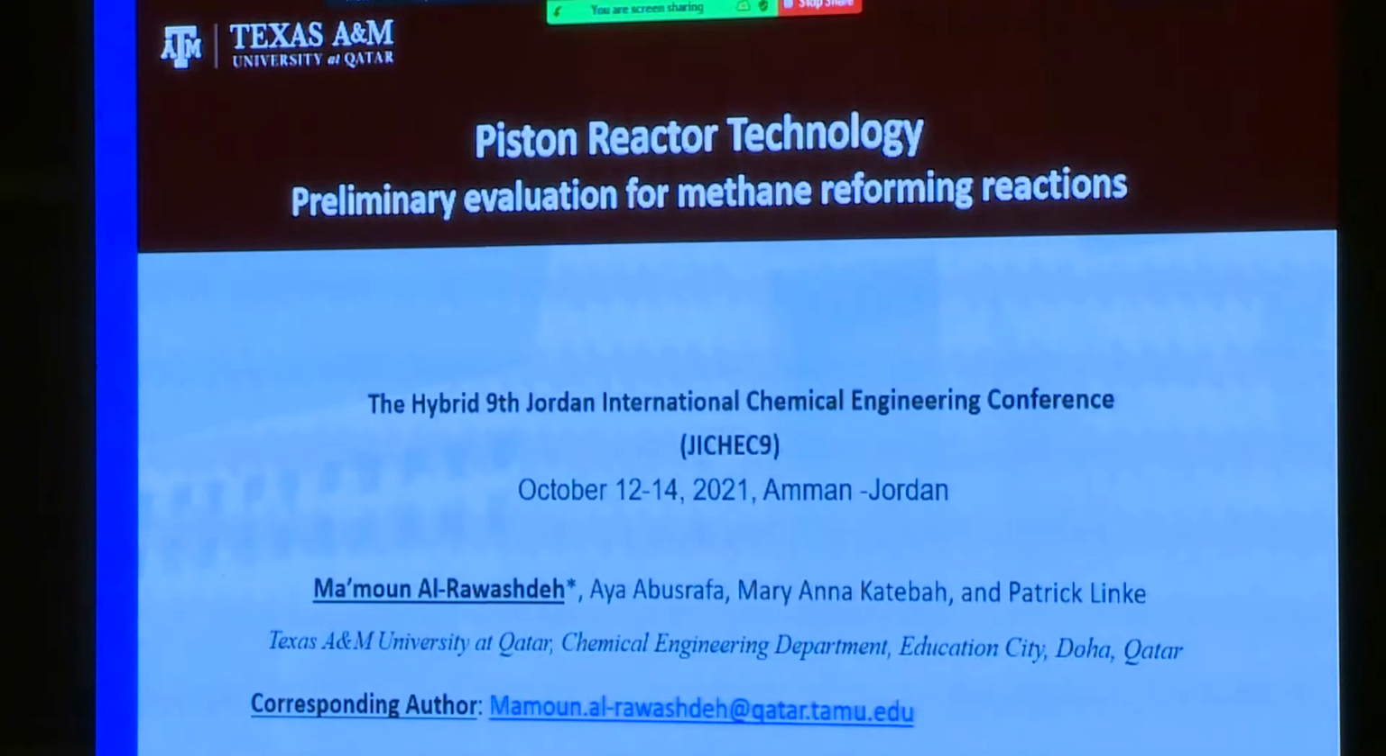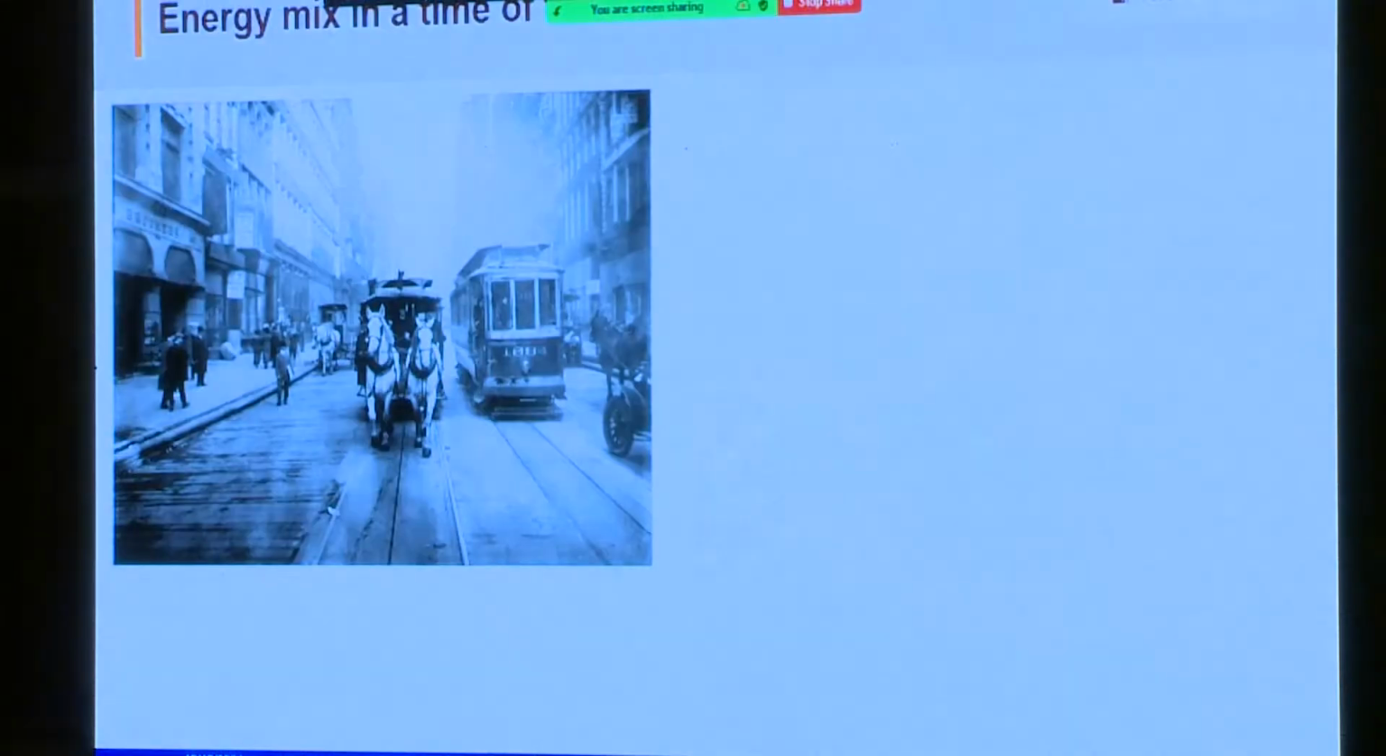Thank you very much, and it's a great pleasure to be here with you. So I would like to introduce this new reactor technology for all of you. It is called piston reactor technology. And first I would like to acknowledge the PhD students who are doing this work, Aya Abustrafa and Mari Kataba, and I'm doing this work with a professor called Patrick Linka.